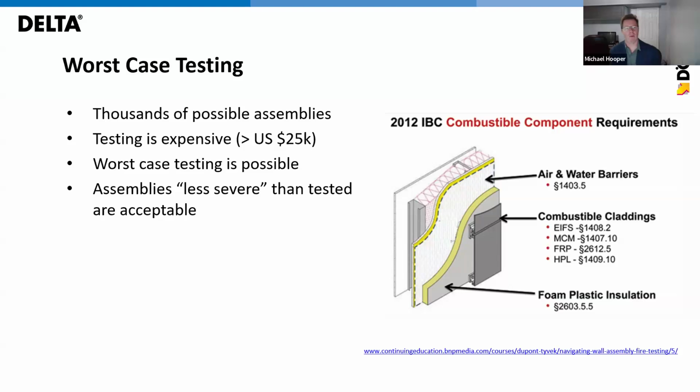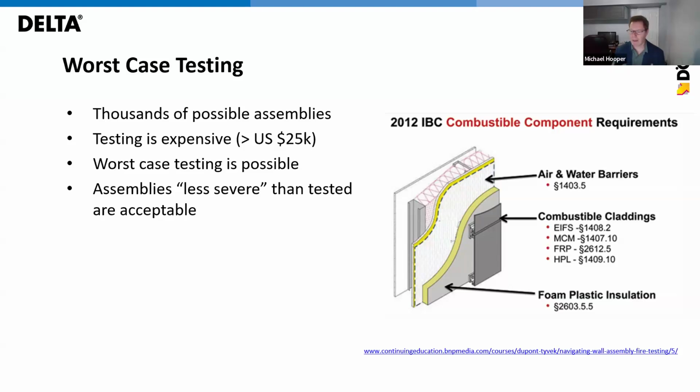As I mentioned earlier, what we're going to look at is testing for the worst case that will still pass the initial assessment, and then any assembly that is less severe than the tested assembly that passed can be substituted by being reviewed by a fire engineer and issuing an engineering judgment based on the substitution to that initial assessment. And the whole idea behind this is there are tens of thousands of variants, and it's just not practical to be able to test everything.